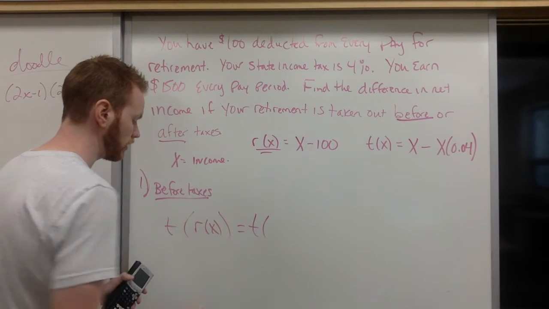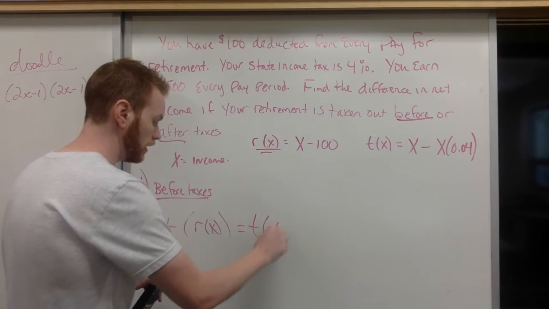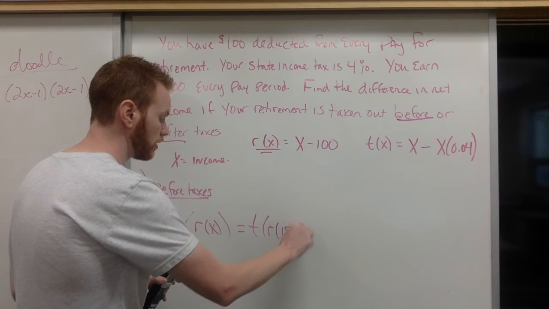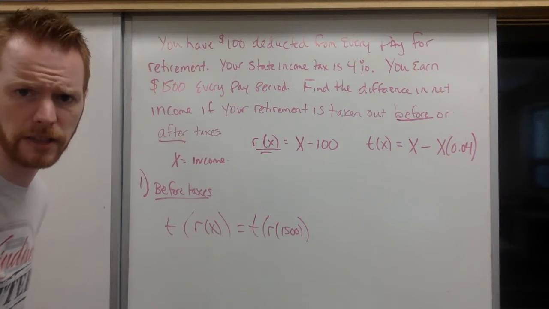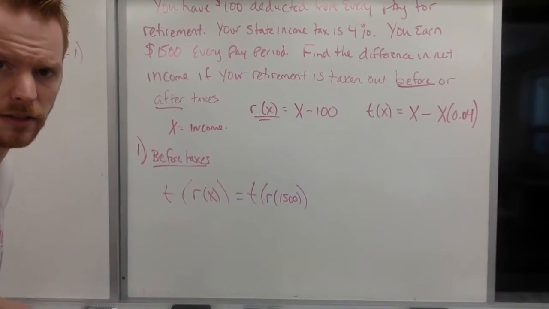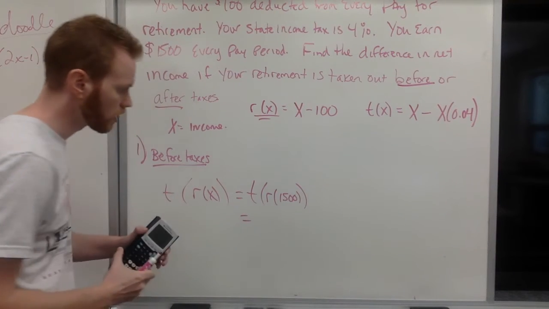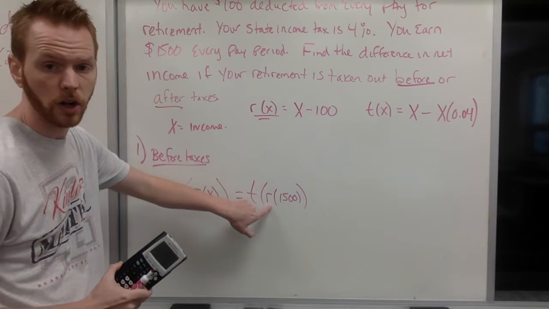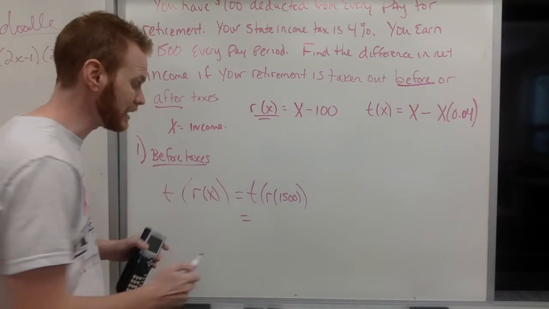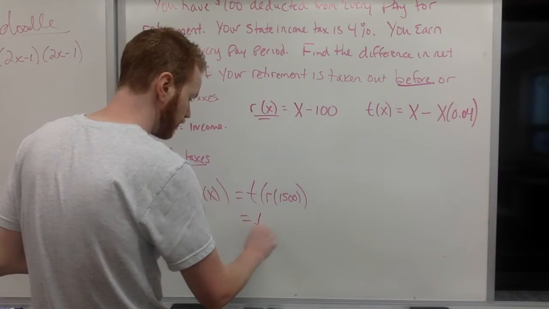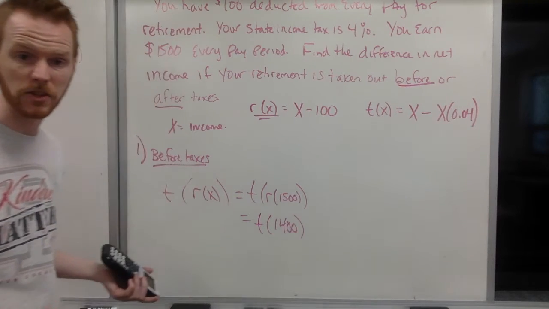So, looking at this notation, r of x, okay, we're going to plug in what? Our income of $1,500 in for this guy. Okay, and let me just adjust the camera a little bit. Perfect. So I'm going to plug 1,500 into r. R is this guy. So 1,500 minus 100 is 1,400. Okay, so I have $1,400 left after that deduction.